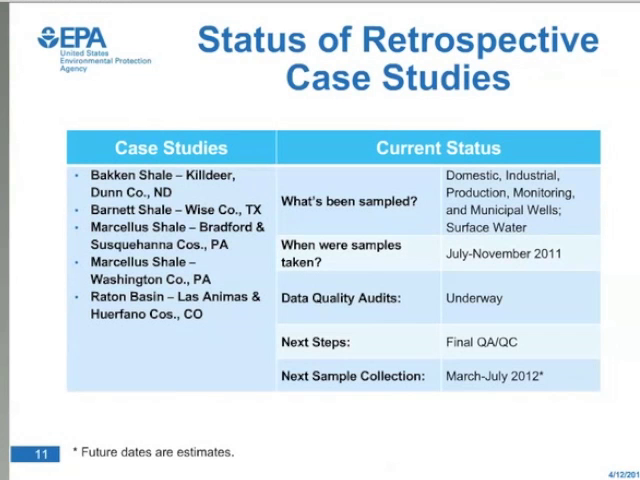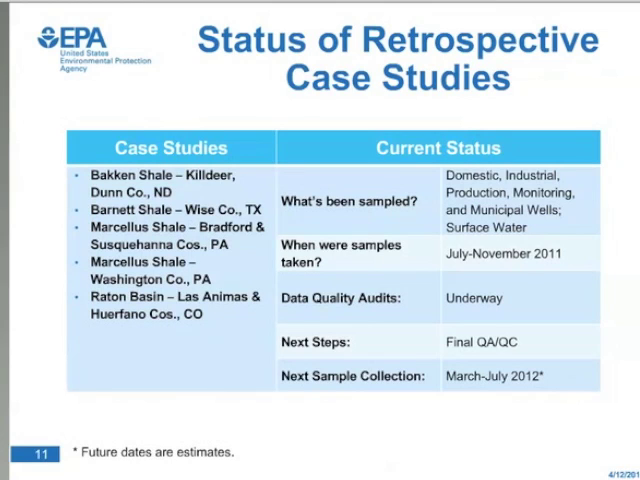Just to give you a quick update on where we are on these retrospective case studies, you can see that throughout all these case studies, we've sampled domestic, industrial, production, monitoring, and municipal well types. We've also sampled surface water. Our first round of sampling took place in the period from July to November 2011, and currently we are auditing the quality of that data.